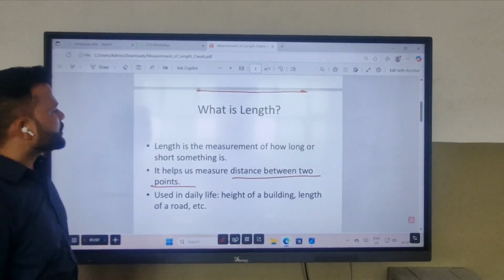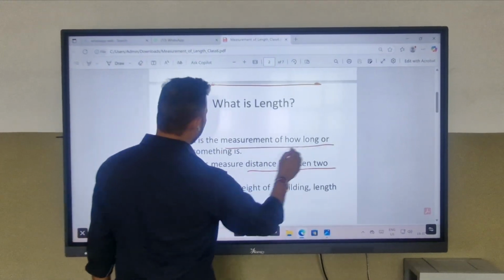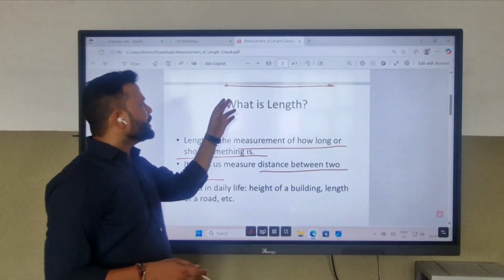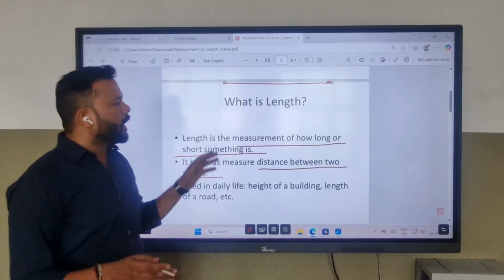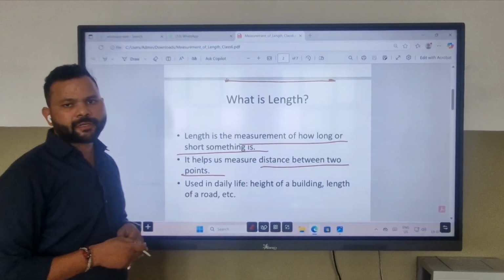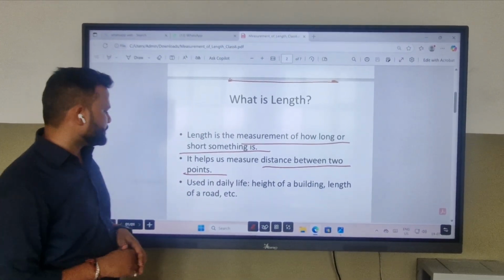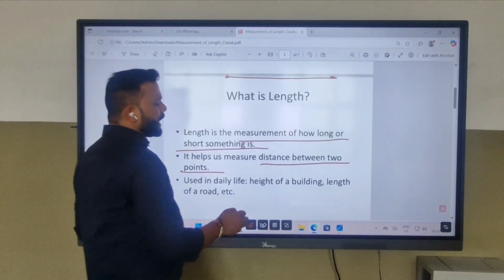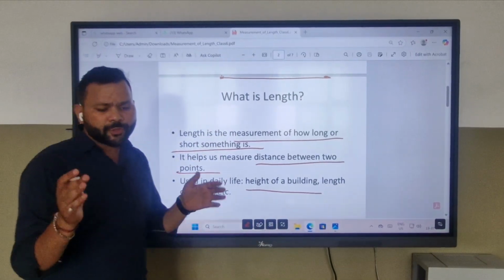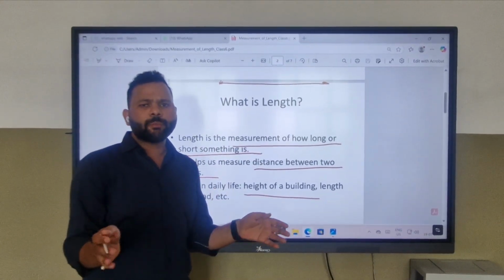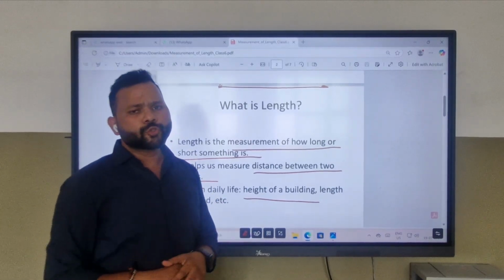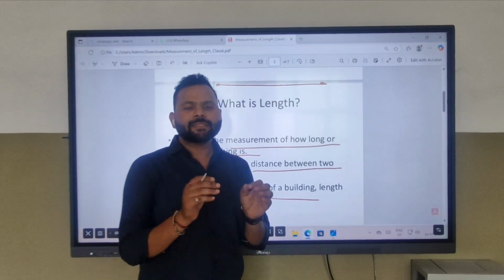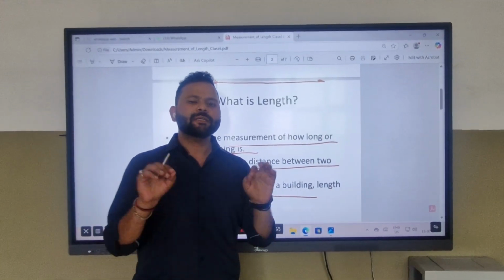Okay everyone. Now the definition of length: it is the measurement of how long or how short something is. That means how much the length of this object is, how short or how long it is. So we get to know about its length. There are multiple examples, like the height of a building, or the table at which you are sitting right now. These are a few examples by which we can easily see the use of length in our daily life. Have you understood length? It is simply the distance between 2 points.